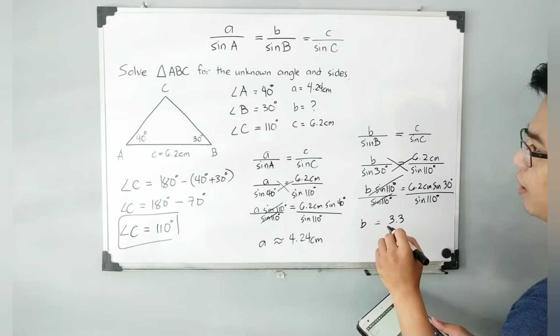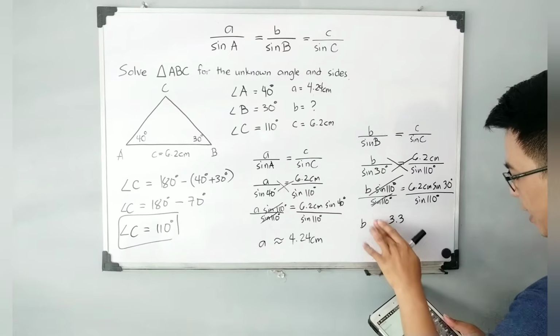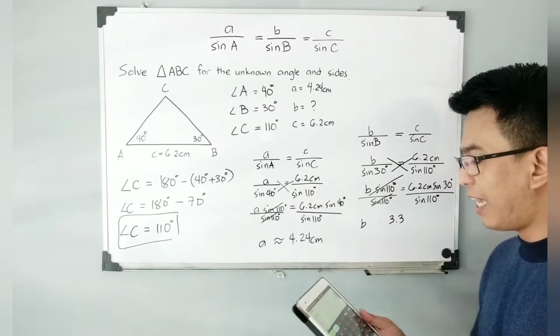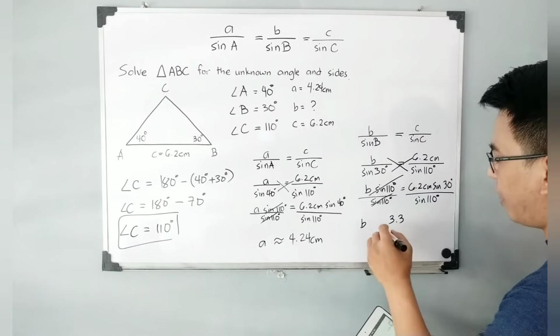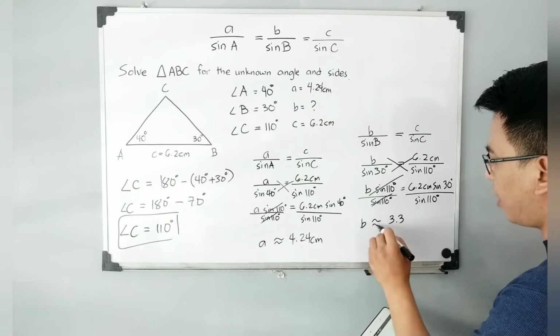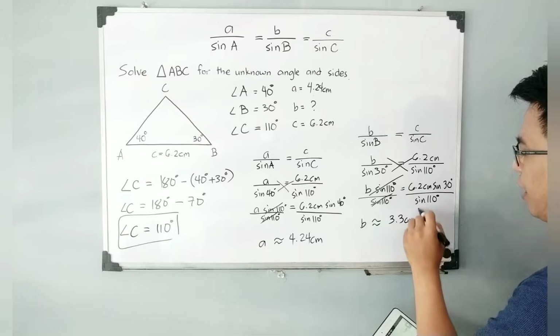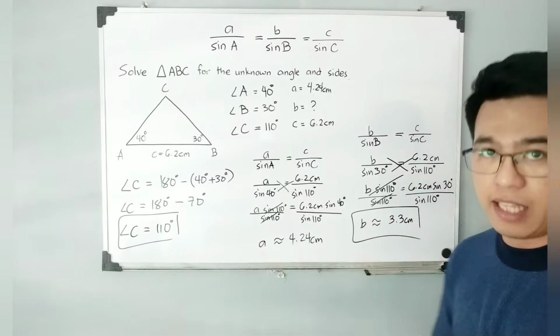Okay? We have 3.3, kasi ang 3.2989. So I will round it off. It will become 3.3. So B is approximately 3.3 centimeters. Ito yung sagot natin for side B.